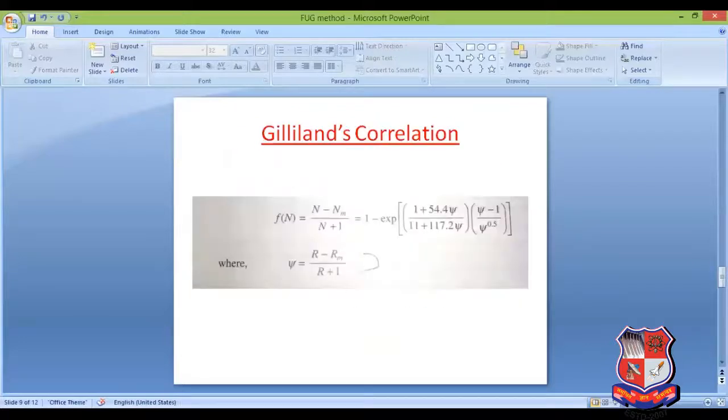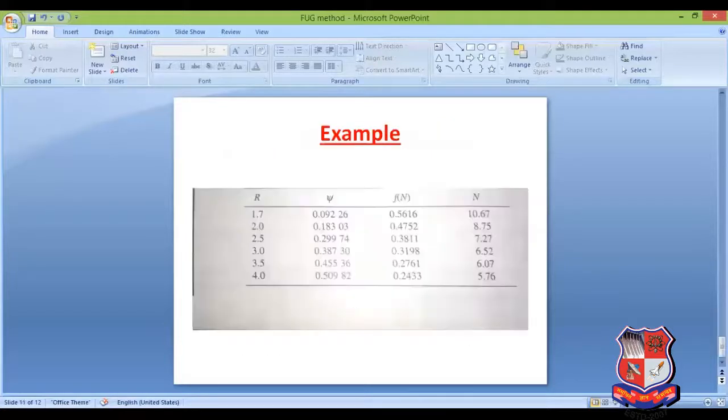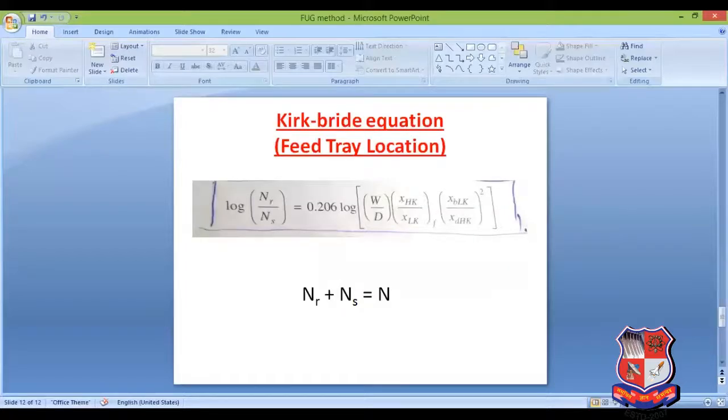N, right. So once again over here, my suggestion to you is that if the examiner has asked for some specific R, then just go for only one calculation. Else you can go for more calculations and then determine the R where there is a tapering in the values of N, right. And if it is asked to find the feed tray location, you can go with the Kirkbride equation.